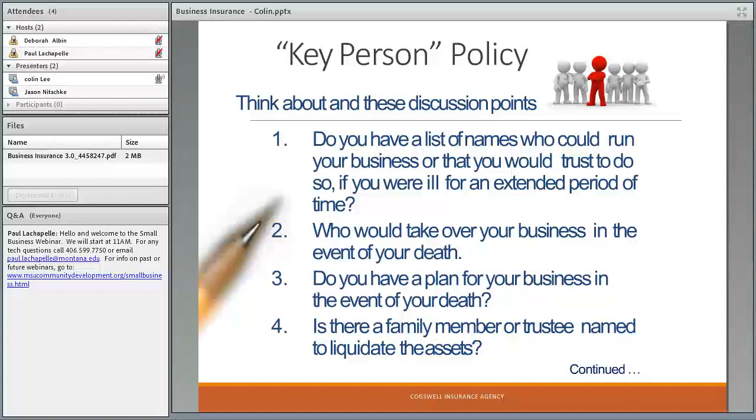So it gives you that flexibility, whether it's a brother or a partner or whoever. If something were to happen to that partner, you could pay off that partner's kids, spouse, significant other, or whoever would need to be paid off, and then it would allow you to keep that business.